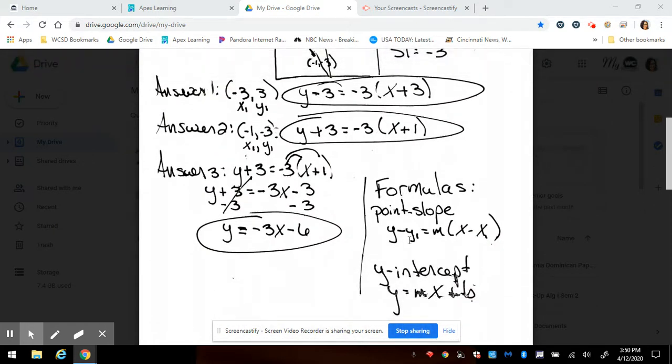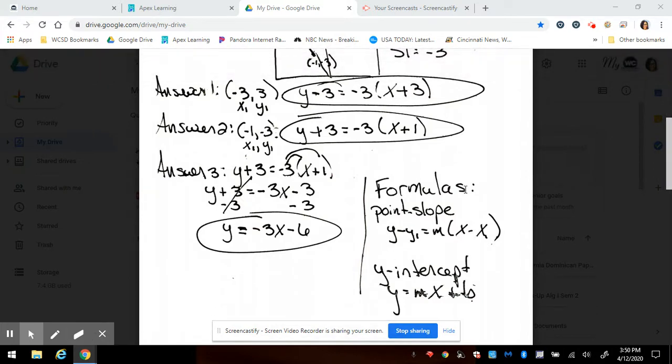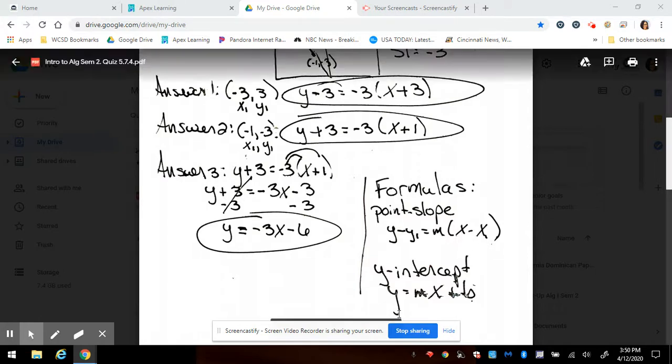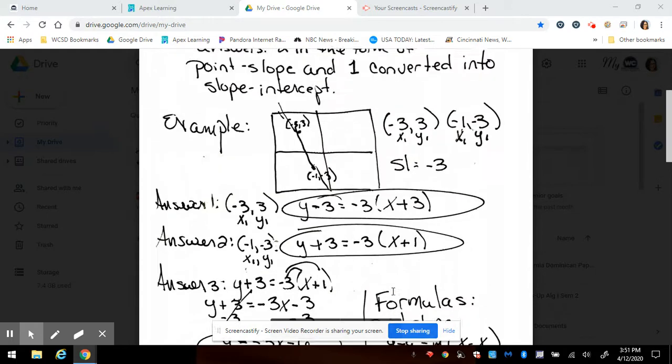Then, just as a reminder, down here I have your formulas written. Your y minus y1 equals m, which is your slope, parenthesis x minus x1. And then just to refresh your memory as well, your slope intercept is y equals mx plus b. We always have to get y by itself, and that's how we're going to get that extra third answer.